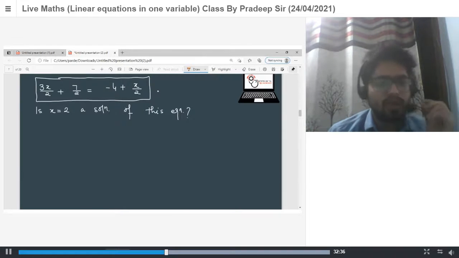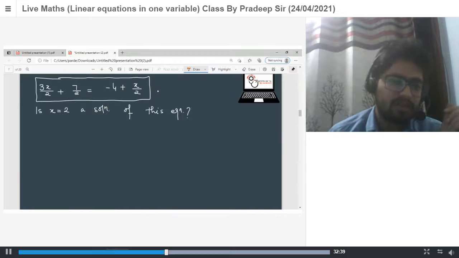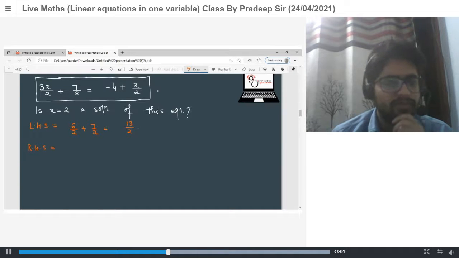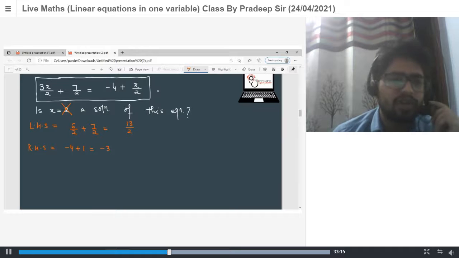Is x equal to 2 a solution of this? No. What is the value of LHS? 6 by 2 plus 7 by 2, which is 6 plus 7, 13 by 2. And what is RHS? RHS is minus 4 plus 1, which is minus 3. So both are not equal, LHS is not equal to RHS. It means x equal to 2 is not a solution of the given linear equation.